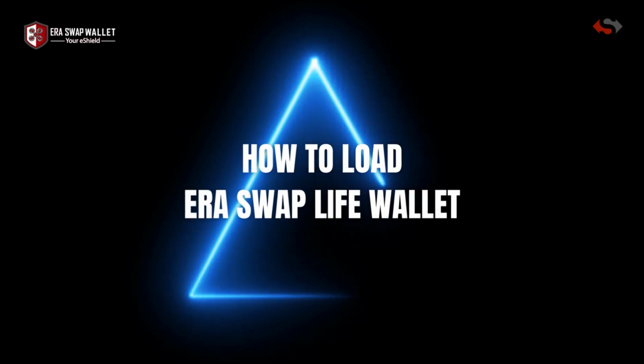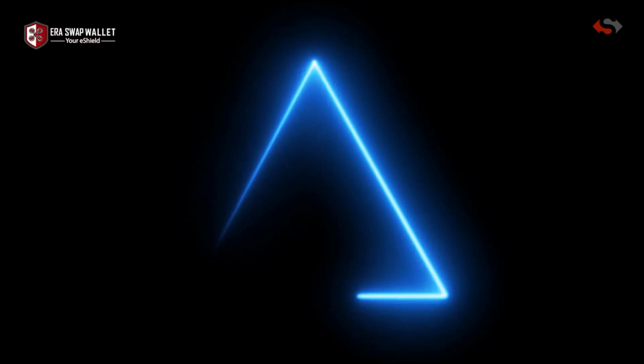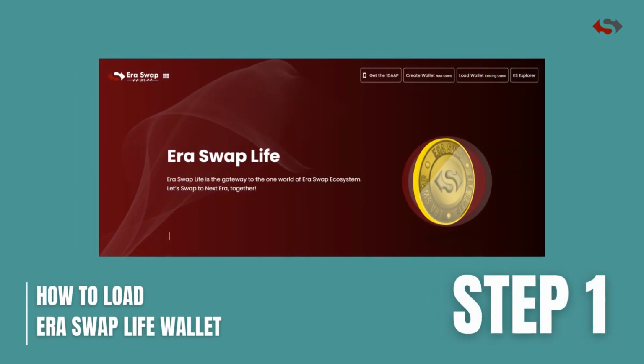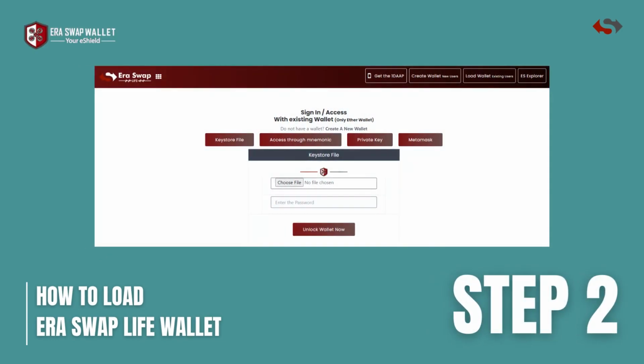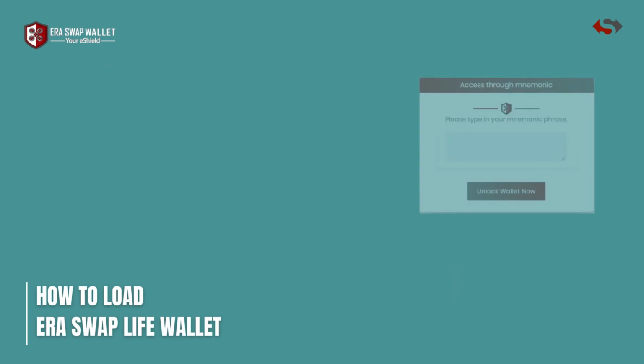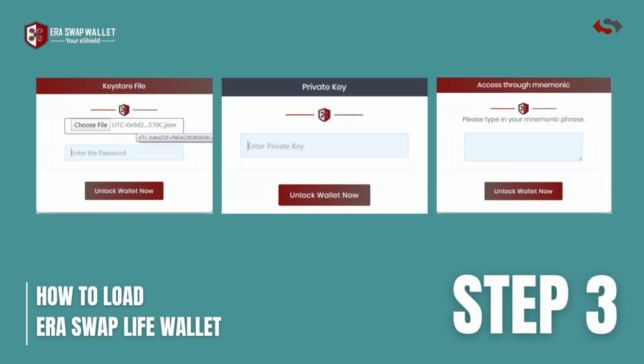How to load Eraswap Life Wallet. Step 1. Click on the Load Wallet button. Step 2. Choose any option from Key Store File or Access through Mnemonic or Private Key. If you don't have an Eraswap Wallet, you can create it. Step 3. If accessing through Key Store File, then choose the correct Key Store File. Enter the password. Click on the Unlock Wallet Now button.